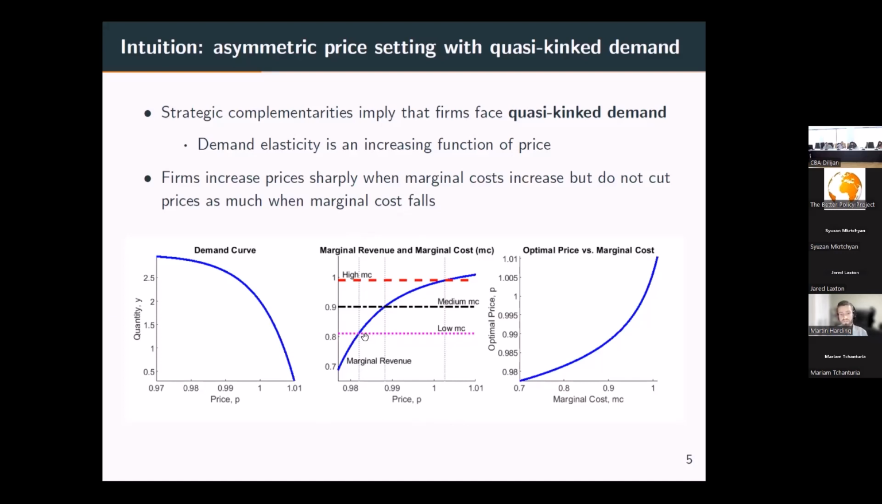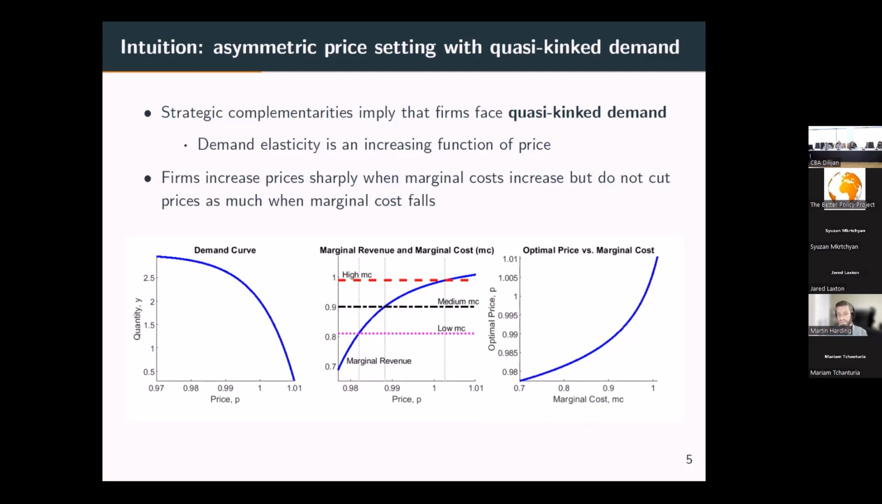By contrast, if the firm faces a shock that increases its marginal cost, you're going to see that the price is going to adjust by much more. And you see this in the red upper line here. So to summarize this relationship, we're plotting in the last chart on the right here the optimal price as a function of marginal cost. And you see that this is a convex relationship.